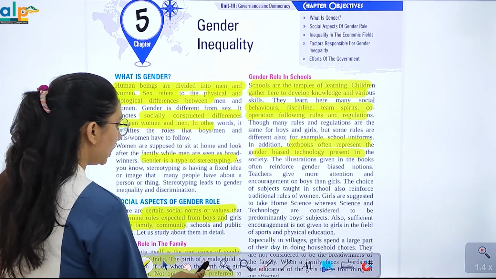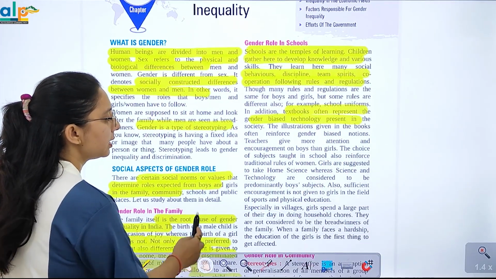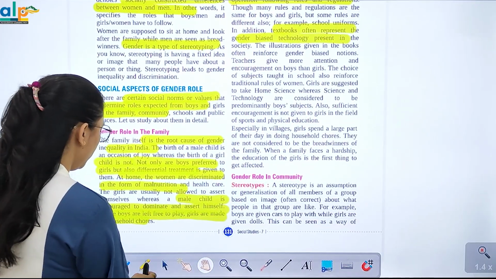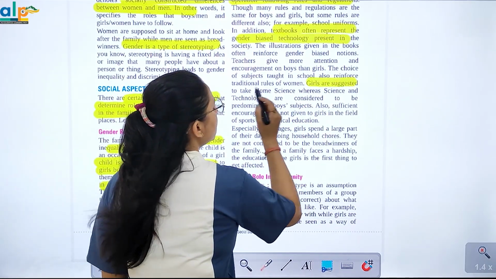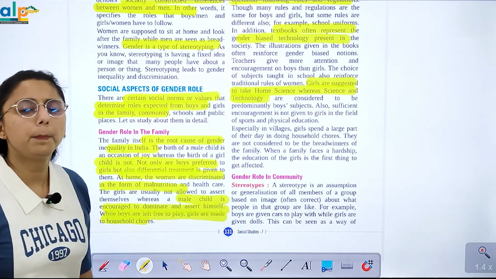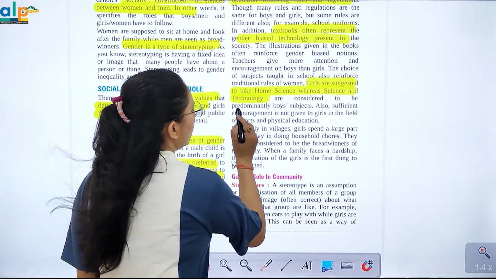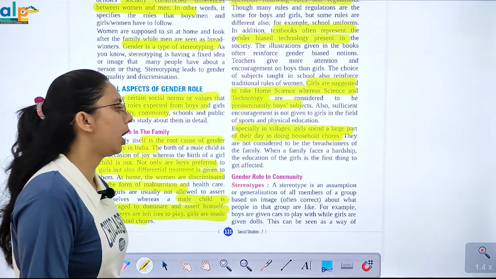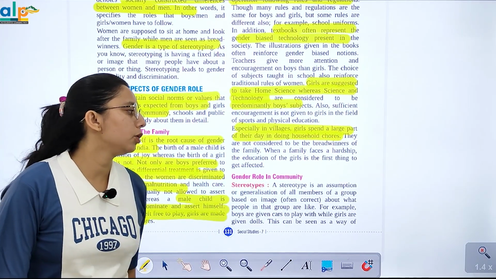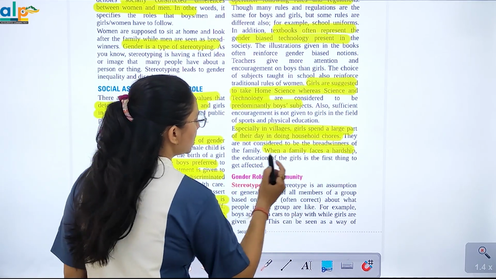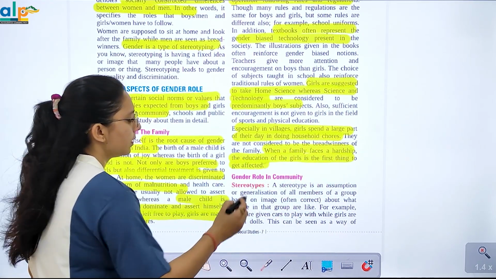So teachers give more attention and encouragement to boys than girls. The choice of subjects is also reinforced. So we can say that girls are suggested to take home science, whereas science and technology are considered to be predominantly for the boys. Right, especially in villages, girls spend a large part of their day doing household chores, and they are not considered to be the breadwinner of the family. When the family faces a hardship, the education of the girls is the first thing to go.